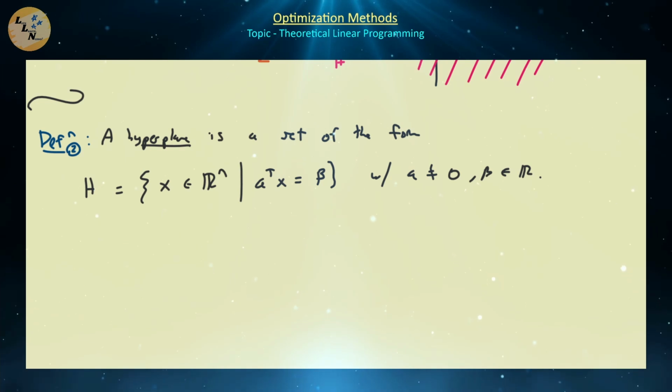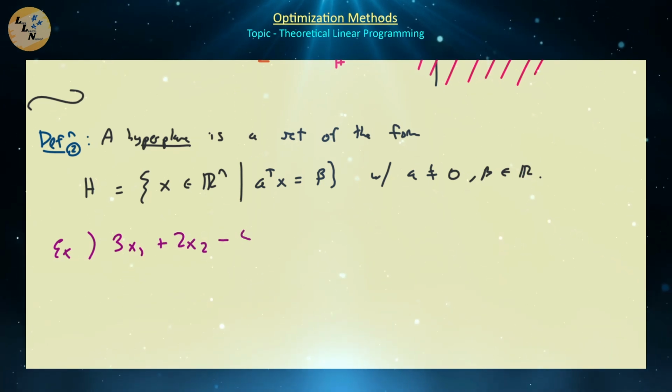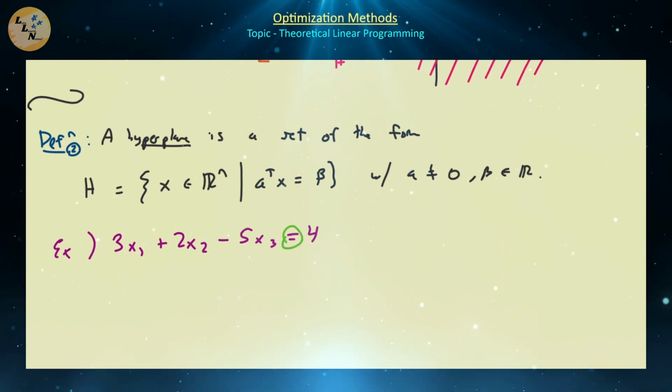So for example, let's assume that a hyperplane is embedded in, say, R3, and we want to graph, for example, 3x1 plus 2x2 minus 5x3 is equal to 4. Key here, notice that this is equal to, it's not less than or equal to or greater than or equal to. Those would be closed half spaces in R3. So this would be a hyperplane, or a three-dimensional hyperplane, or a 3D plane as some people would say, in R3. So what would this region look like?